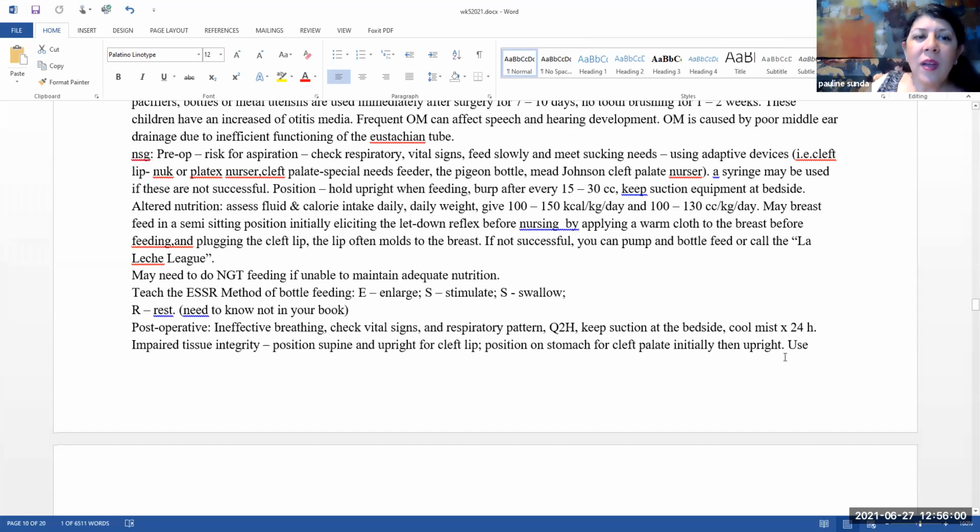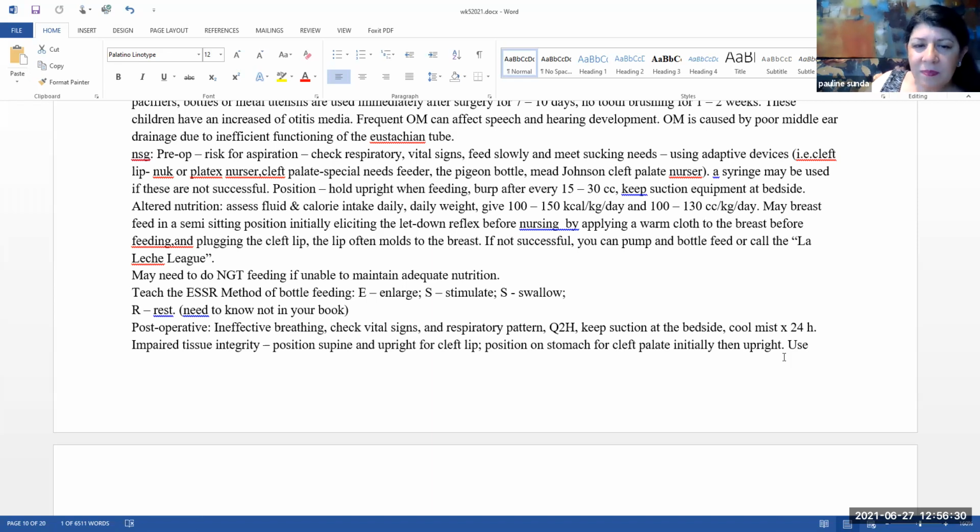So pre-op, they do have a risk for aspiration, so we want to monitor their respiratory status and vital signs. You want to feed them slowly and please meet their sucking needs. You want to use adaptive devices like a cleft lip nook or Playtex nurser. They also have a cleft palate special needs feeder, a Pigeon bottle, a Mead Johnson cleft palate nurser. A syringe also may be used if these are not successful.